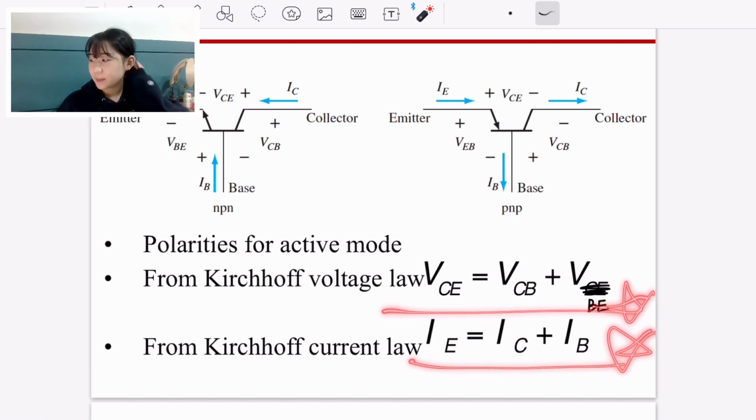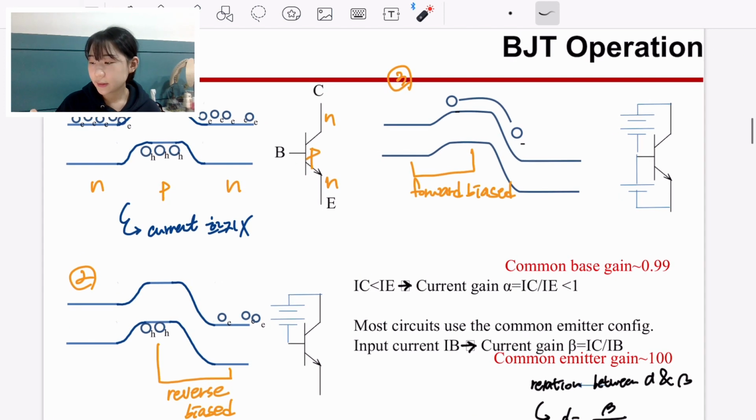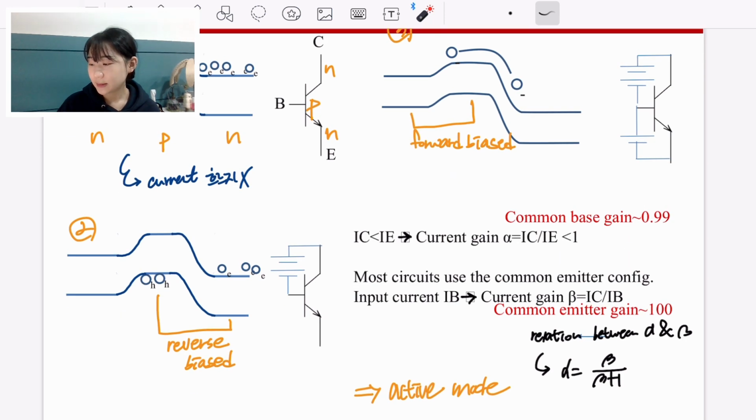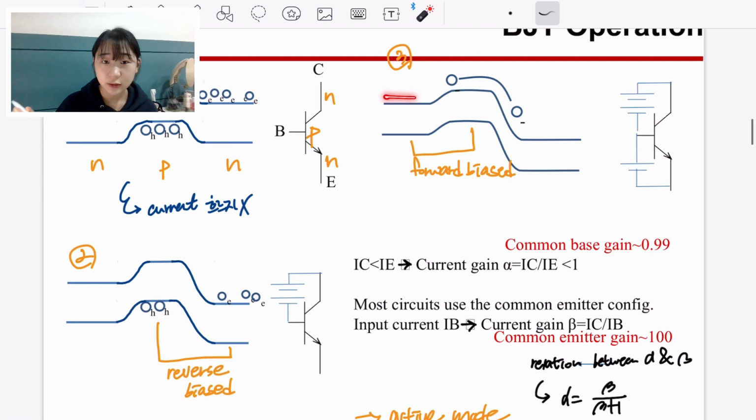And let's see BJT's operation in detail. The first stage is like this. There is a barrier between N-type and P-type semiconductor, so currents can't flow. But if we give reverse bias between the base and collector, and forward bias between the emitter and base, the carrier can go this way, so eventually currents can flow.